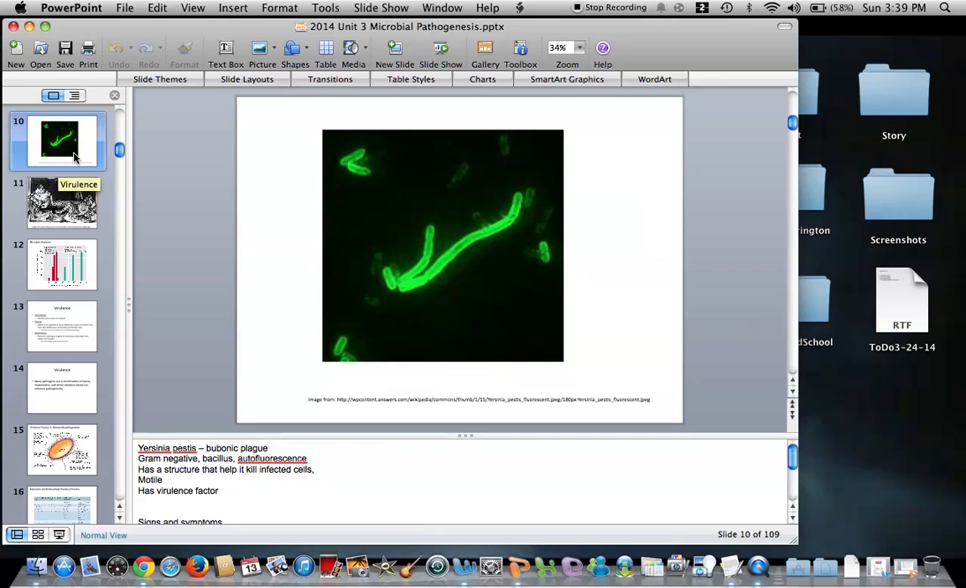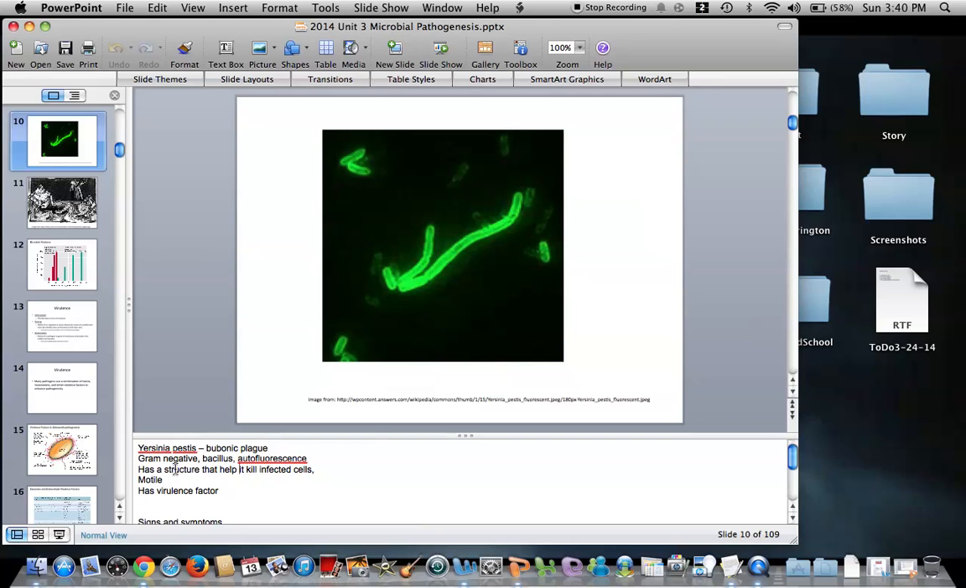Alright, so this is Yersinia pestis, which is glowing. I'm hoping that it's glowing for a reason. Maybe they put GFP in it, not sure. This is the cause of bubonic plague. Gram-negative, as you might expect. Bacillus, they do have autofluorescence. Okay, so that's their own natural fluorescence, not a GFP molecule they put inside of it.